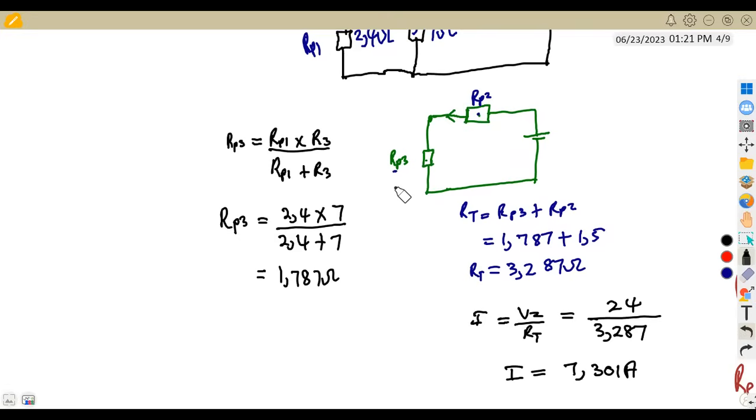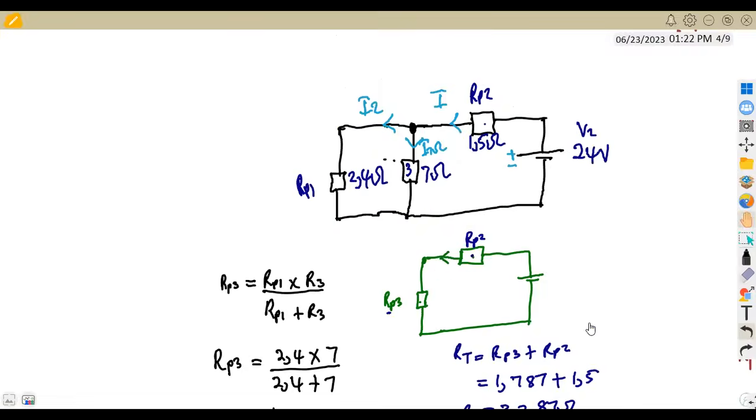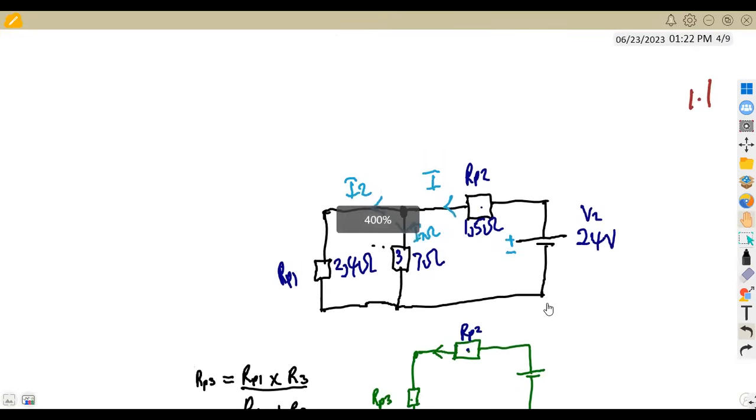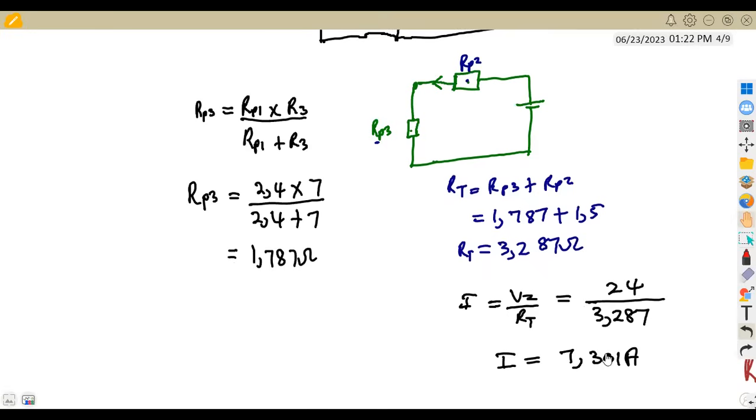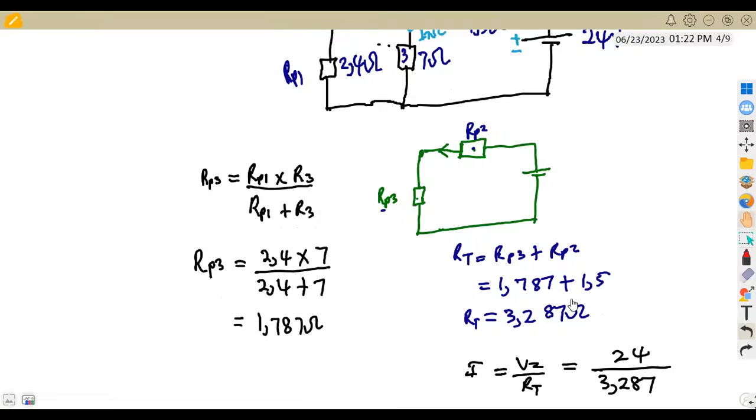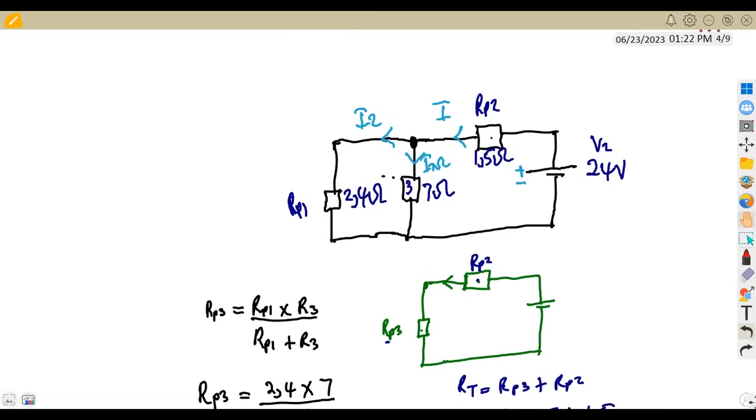Remember, our focus is not about the total current. This is helping us to determine the current across the 7 ohm resistor. All right, so I want us to take this back to the diagram so that you understand properly what I'm saying. When we replace this total current that we just calculated, we said it's 7,301. So we have got 7,301 amps here as our current. With this current, how can we determine the current flowing through the 7 ohm resistor, which is our R3?